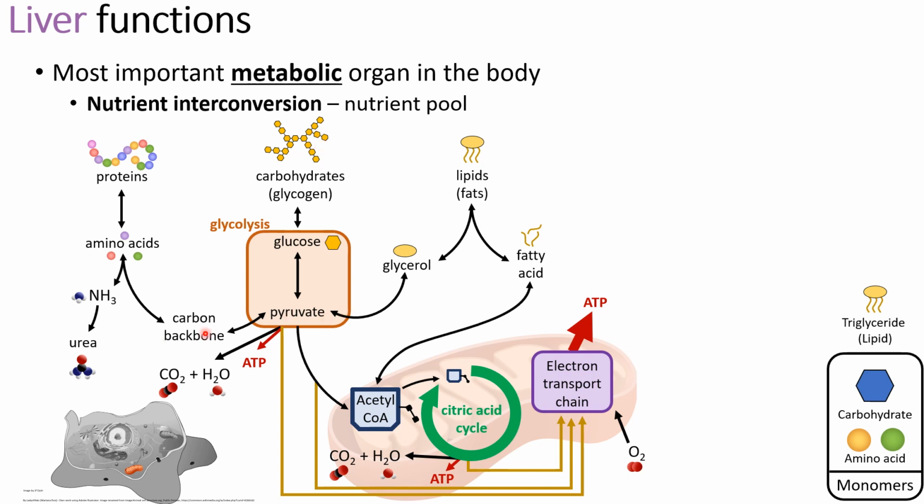So effectively what the liver can do is take any of these macronutrients that are absorbed, proteins, carbohydrates, and lipids, and interconvert them between each other, effectively creating the molecular building blocks your cells need in order to function. But it can also convert any of these to pyruvate, which will then feed into cellular respiration, namely the citric acid cycle and the electron transport chain, to produce ATP.